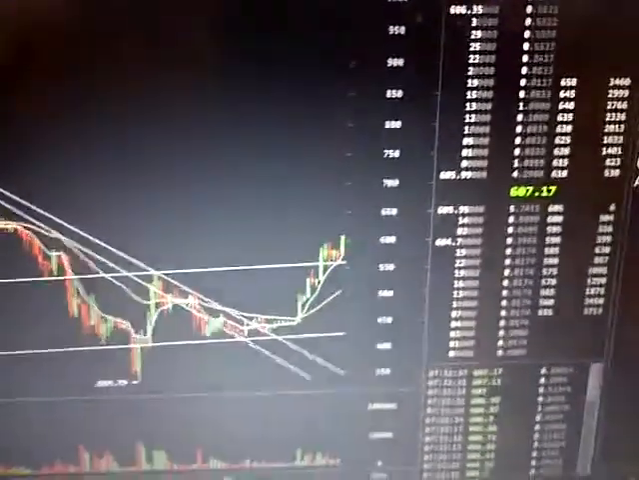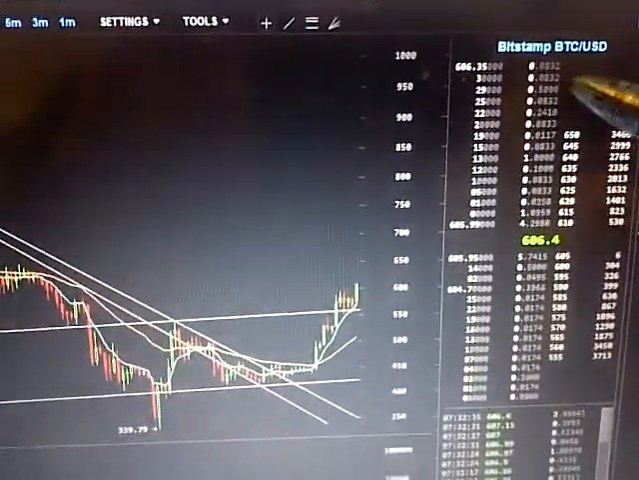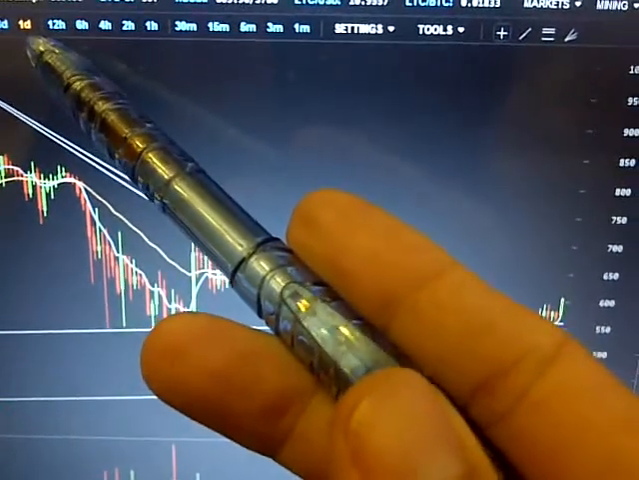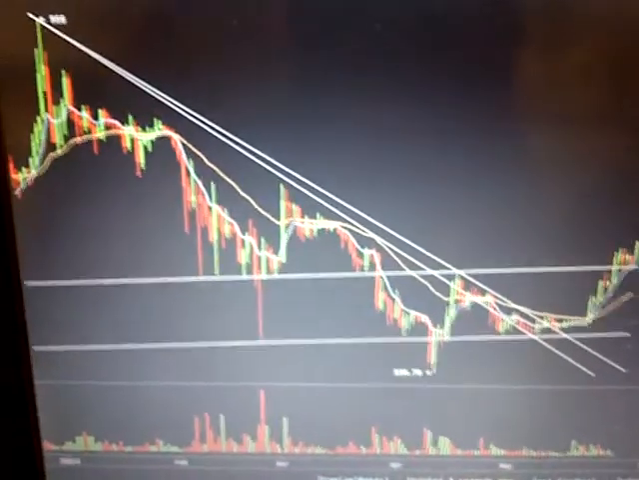This episode of Bitcoin Trade, I'll go over a chart analysis. This is Bitstamp, and it's on a 1 day chart. I have to pull back a little bit.